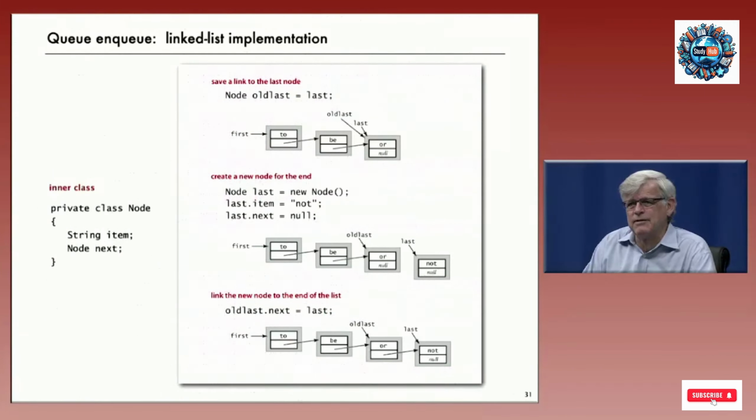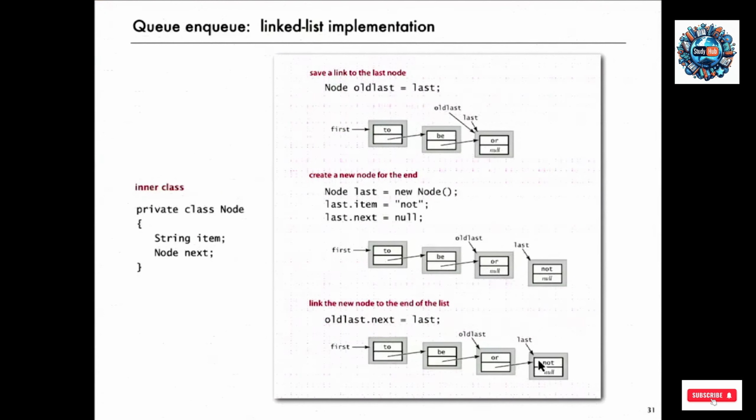To add it at the end, the first thing we need to do is save a link to the last node. We're going to need that because we need to change its reference from null to point to the new node. Then we'll create a new node for the end of the list. We'll populate its fields, and then that old link will change from null to a pointer to the new node. So again, just a few lines of code.